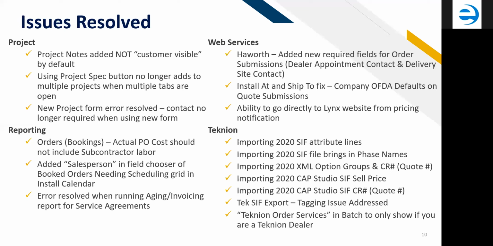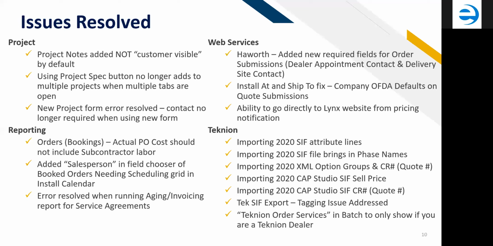If you're not using that, definitely take a peek, open up a company record. There's a little button in there if you are a web service integrated with a web service manufacturer. There's an OFDA default button in a company record that you can set up those defaults so you don't have to add them in every single time. We also made it available to go directly to the Links website from the pricing notification that pops up in the lower right corner. Whenever you get the notification, if you needed to go directly to Links, you could just click in there and go directly to Links.